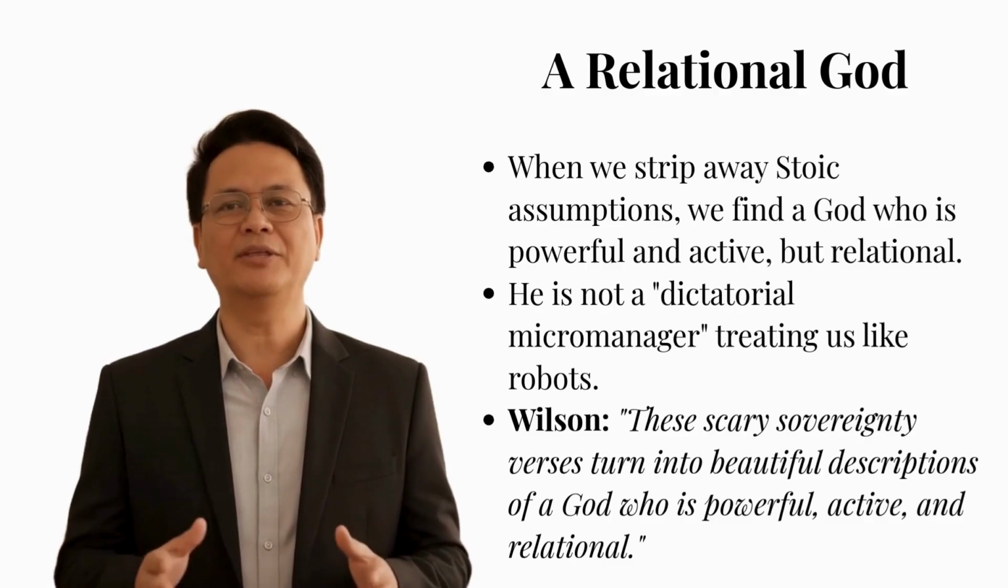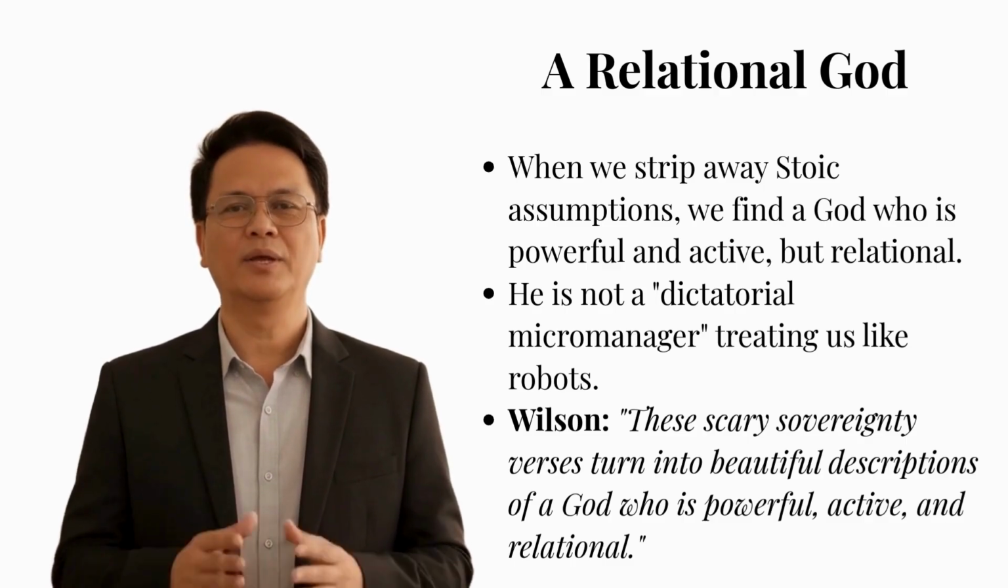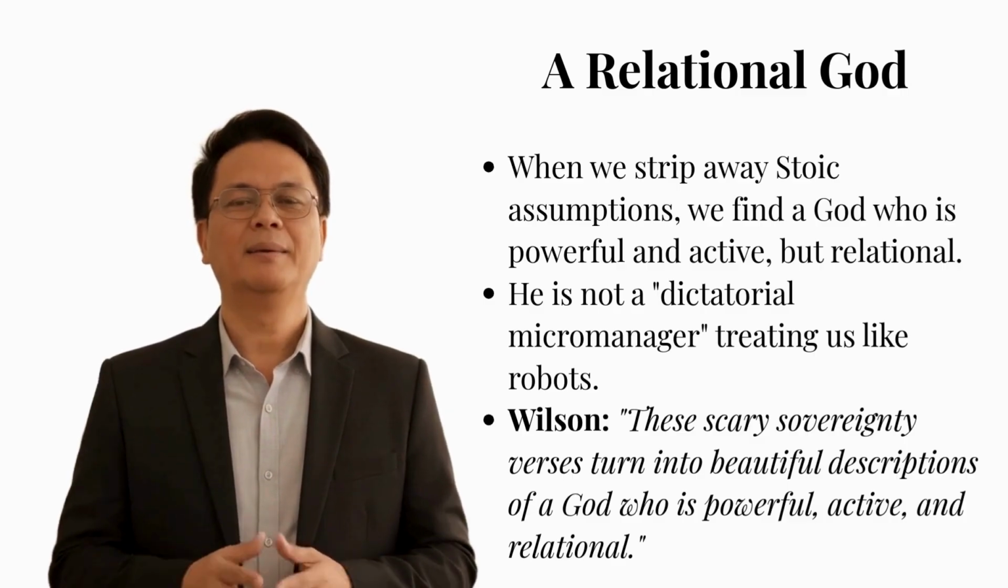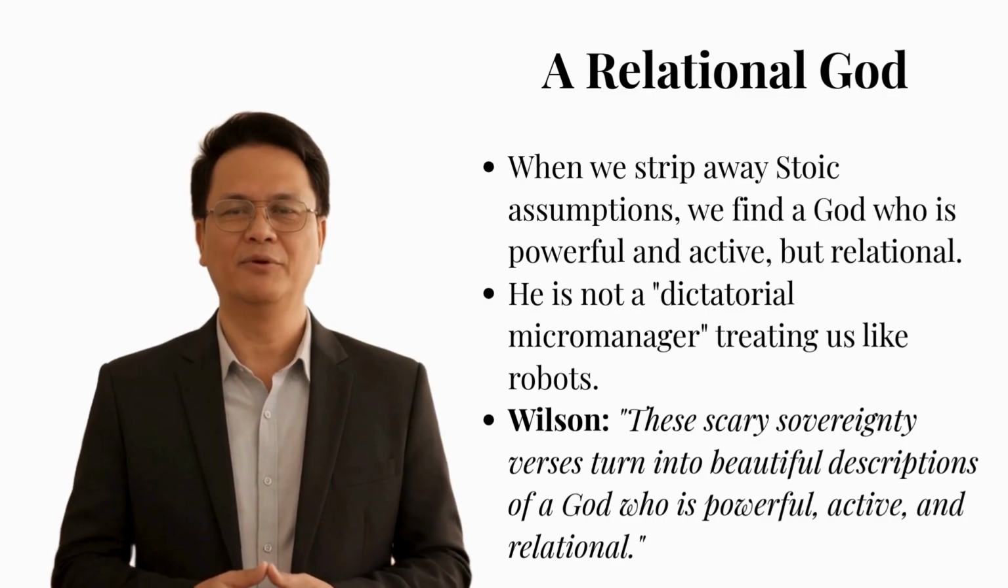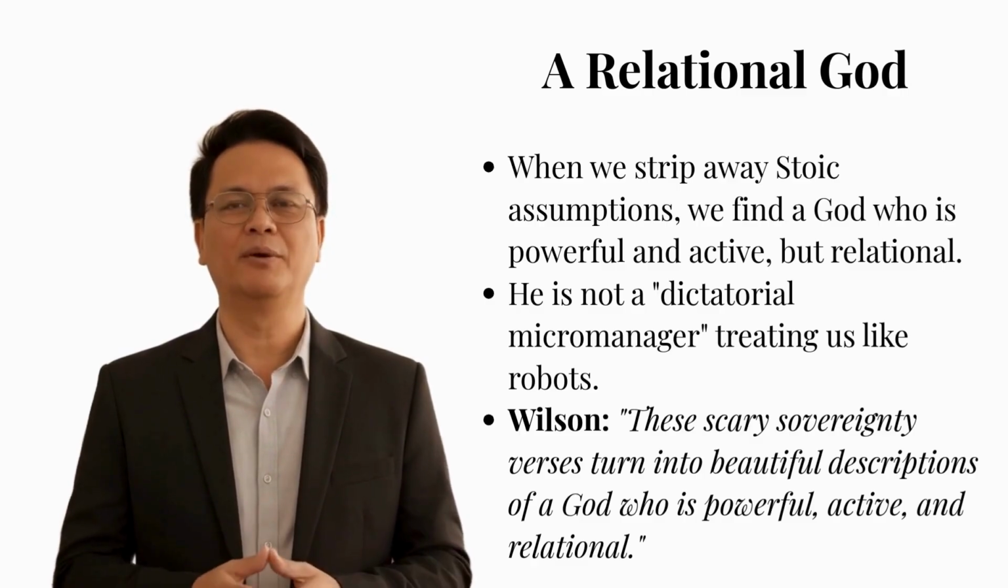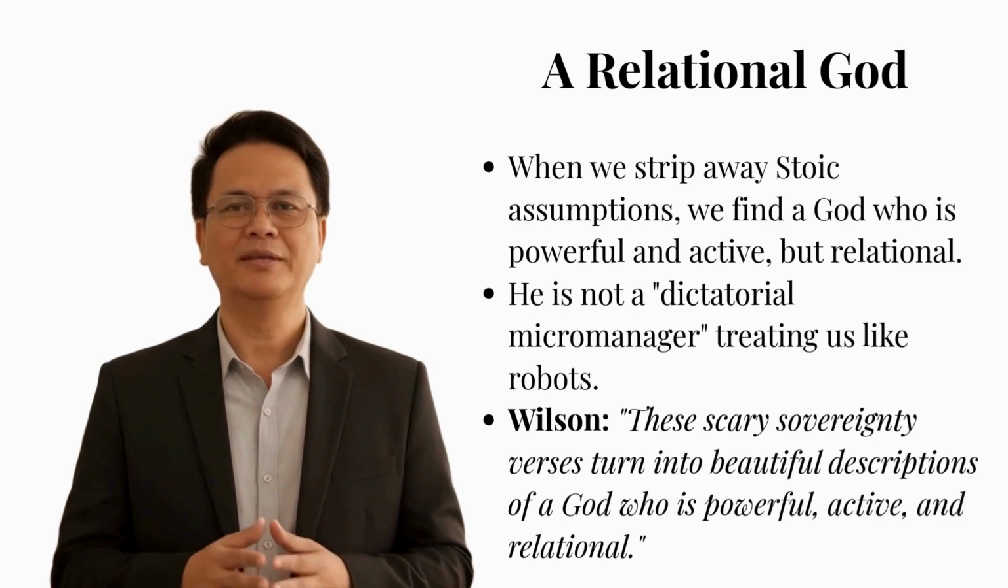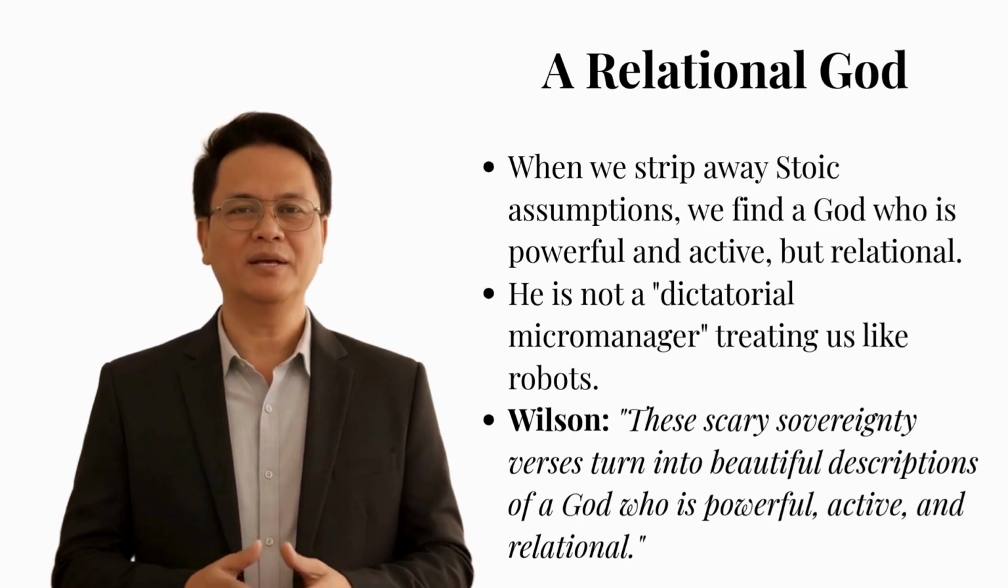Conclusion. So can you see the pattern? When you strip away the Stoic assumptions and actually look at the context, definitions, and limits, these scary sovereignty verses turn into beautiful descriptions of a God who is powerful, active, and relational, but not a God who is treating us like robots. This concludes part 3 of our series.